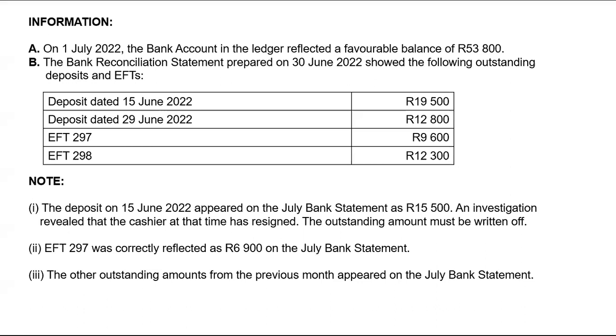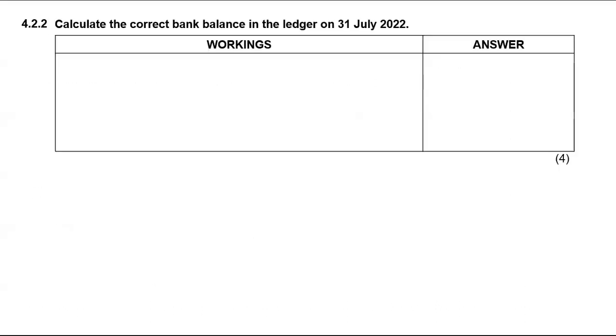Now, on 1 July 2022, the bank account in the general ledger reflected a favorable balance of 53,800. Actually, I can use that. I remember seeing a question that wanted us to prepare the bank balance, so I will just put that there. Okay, this is the opening balance in my bank account. That's what I've got in my bank account. If it was on the credit side, I was going to put it in brackets.